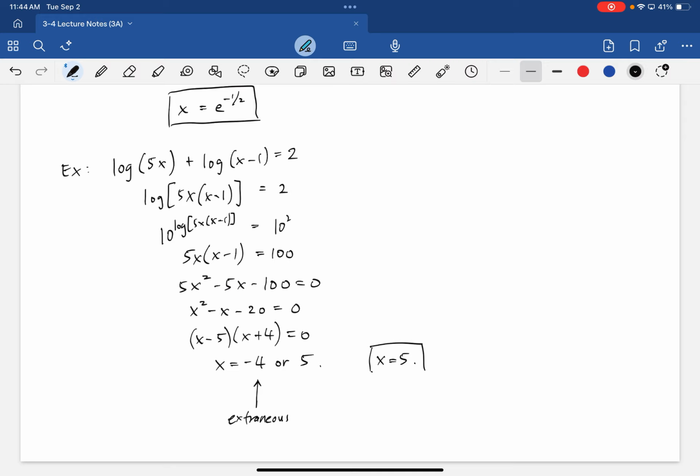Okay, general rule: whenever you have an equation with logarithms and x inside the logarithms, you always want to check your answer. Exponents are fine. They're always going to work.